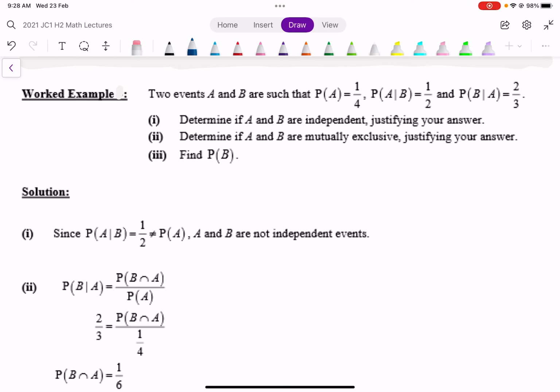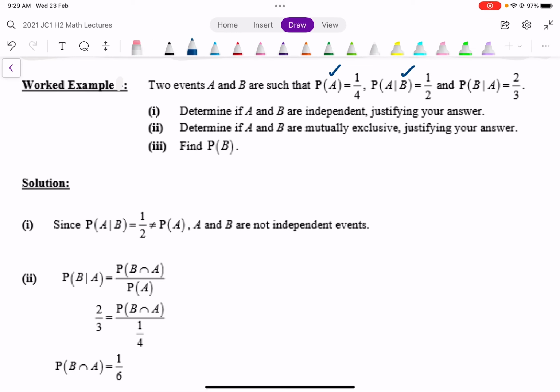So what we can do is use our conditional probability to help us. We need to check whether the probability of A given B is the same as the probability of A. If they are the same, it means the events A and B are independent. However, if they are not the same, which is the situation here, then the two events will not be independent. So you need to state the values of the probability of A given B and say that it's not equal to the value of the probability of A, before you state that the two events A and B are not independent.